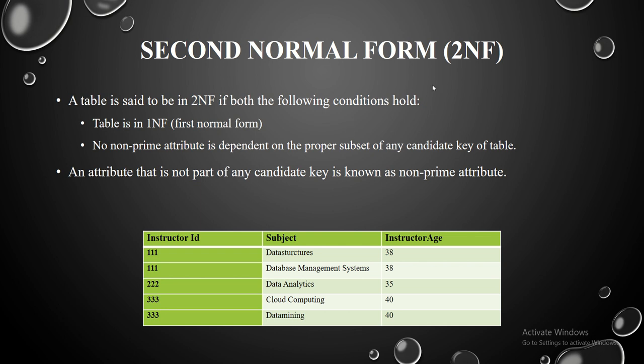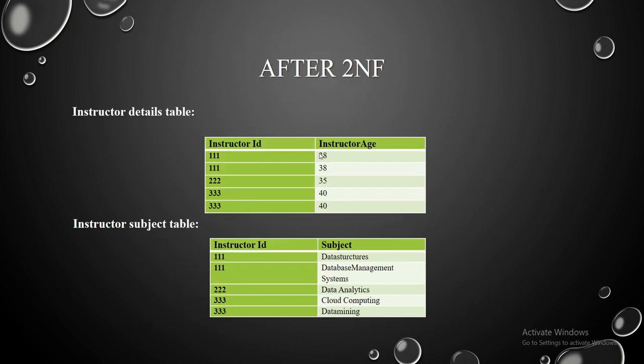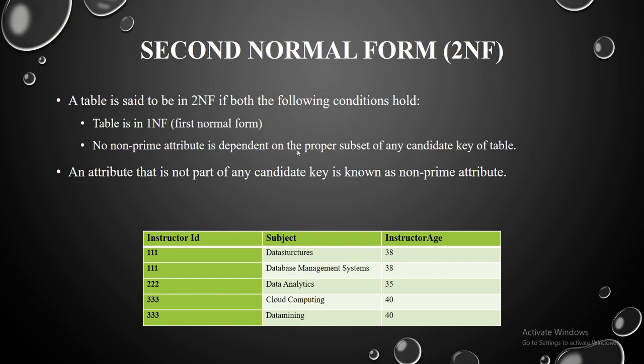A table is said to be in 2NF if it is already in 1NF, and no non-prime attribute is dependent on a proper subset of any candidate key. So here let us consider one instructor. An instructor can teach 3 or more subjects to the students. Let us consider instructor ID 111 going to teach data structures, database management systems, lab, etc. Okay, so in that case, wherever that instructor ID comes, that instructor's age is also repeated, right? That is redundant repetition there.